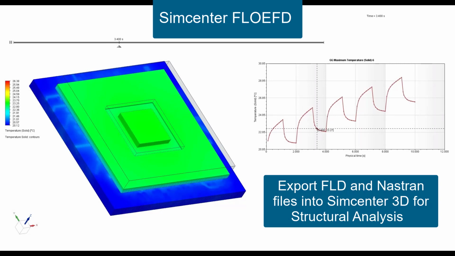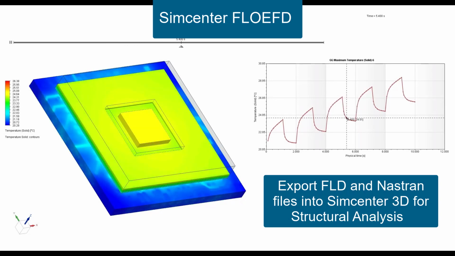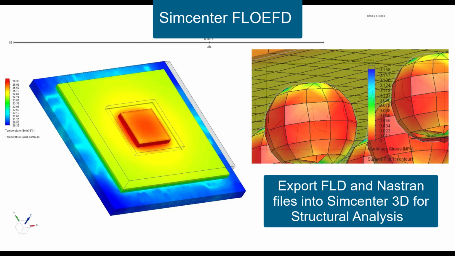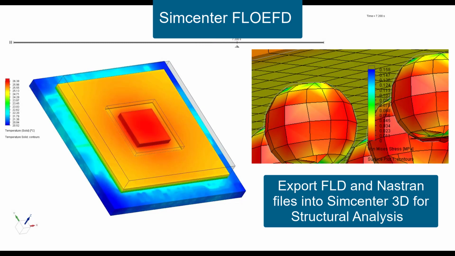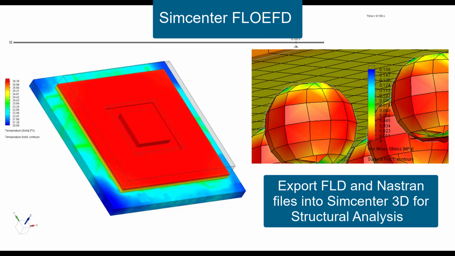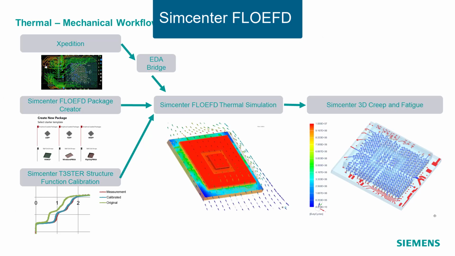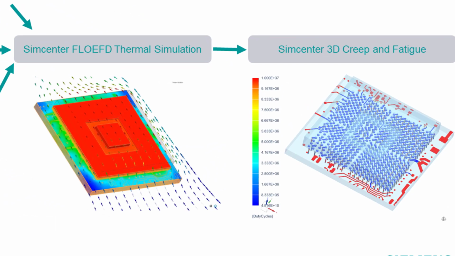Once that is done, all the necessary information for structural analysis is transferred from FLOEFD to Simcenter 3D. One powerful feature in FLOEFD is the capability to create automated hex-dominant structural mesh that only takes a few minutes and can be used in Simcenter 3D. Bringing in those files to Simcenter 3D allows us to solve for creep and fatigue simulations.